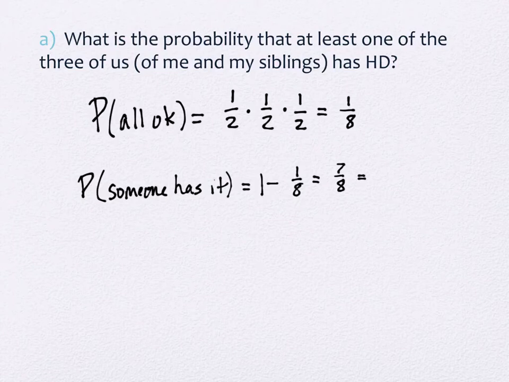Can somebody tell me what the decimal is for that? Do you have it, Laura? 7.5. Yep. 0.875. That's really high. It's really high that one of us is going to have this disease.